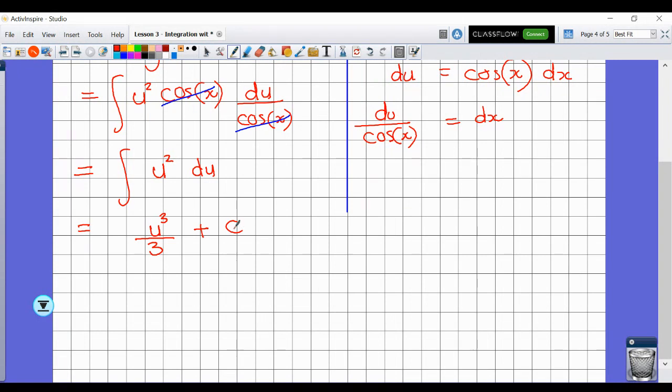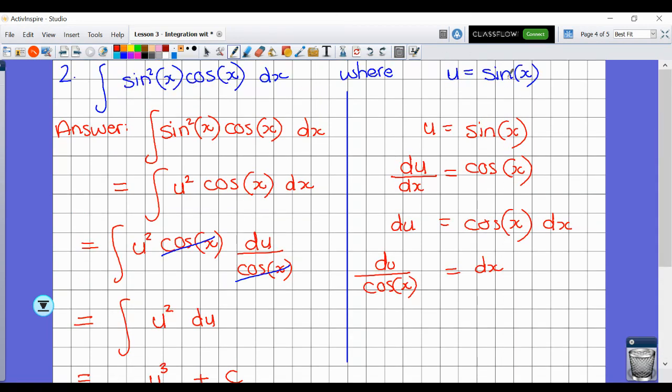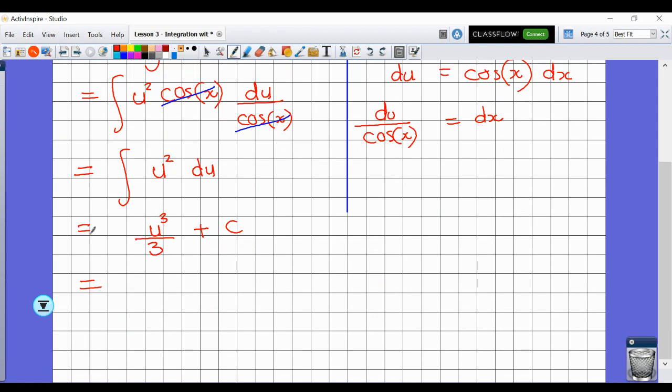plus c. And then because your question started in terms of x, you need to leave this in terms of x. If I scroll back up to the question, we're told that u equals sine x. So whenever I see a u, I'll change it for sine x. Okay, so this is just going to be sine cubed x over 3 plus c, right? Or you could rewrite this as sine x all cubed over 3, plus c.